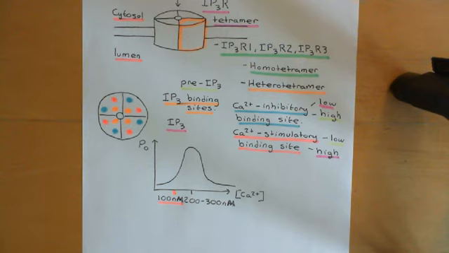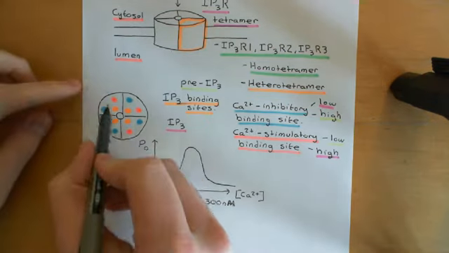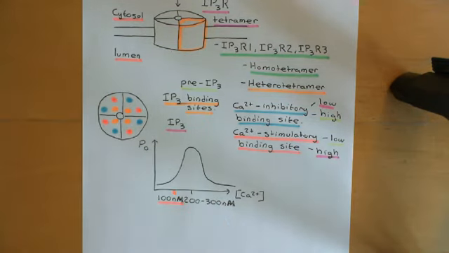Then what you need to happen is you need 4 calciums to come along and 1 to bind to each of these stimulatory calcium binding sites. I'll stress again that we don't really know whether it's fully necessary for 4 IP3s and then 4 calciums to bind, but to simplify this down, we'll say that that's the case.